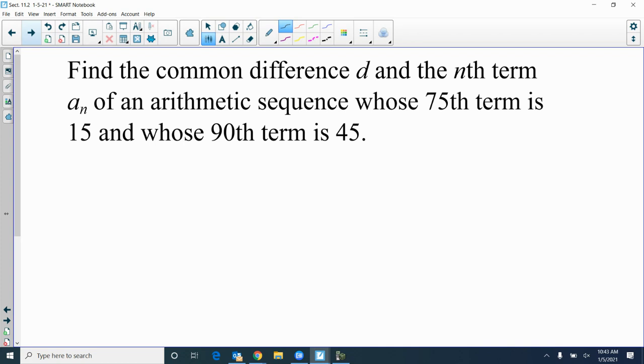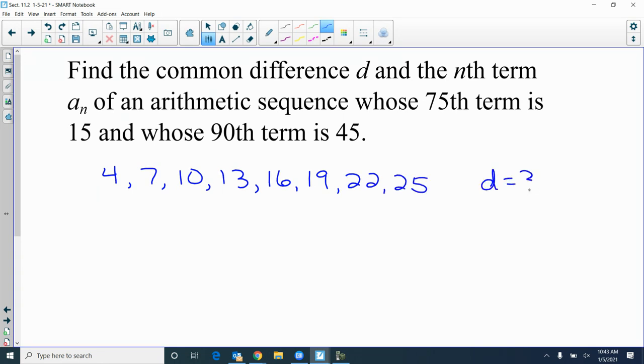Let me do something first. You don't need to write this down, but let me just make a sequence: 4, 7, 10, 13, 16, 19, 22, 25. We know the D value here is 3. Let's take a look at the second term and the 7th term. The second term is 7. The 7th term is 22.